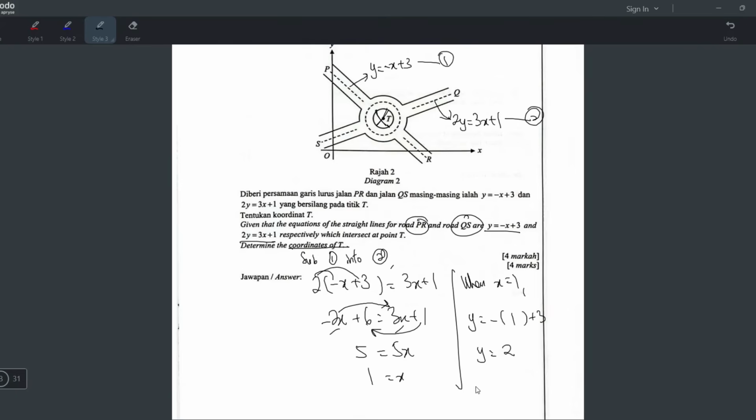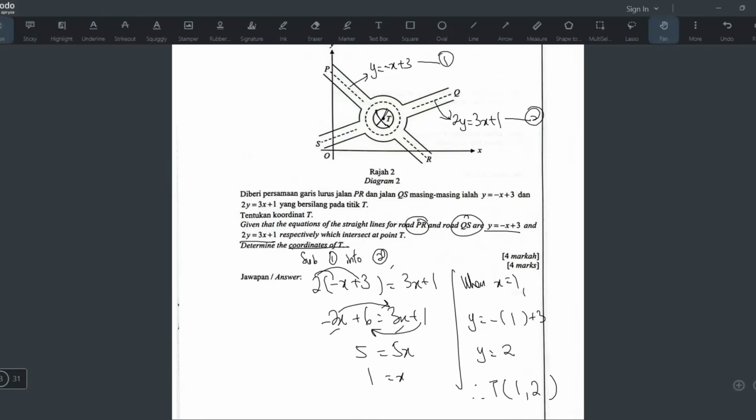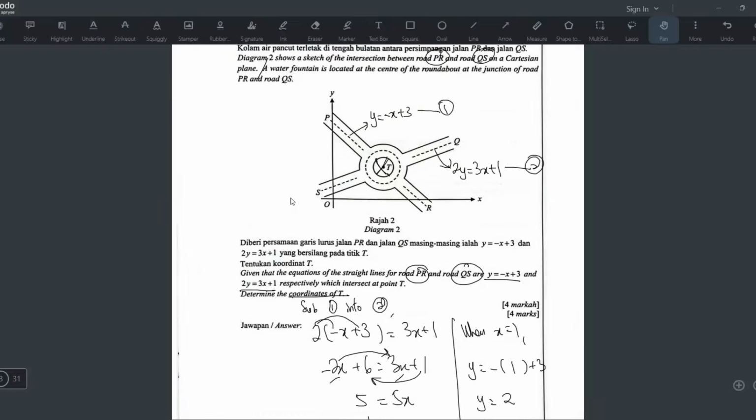But don't stop here. Write one more line and write, when you write coordinate, you have to write in this form. T bracket and then 1, 2 like this. Yeah, make sure you write in this format, because that's how you write coordinates. Okay, that's it for number 6.